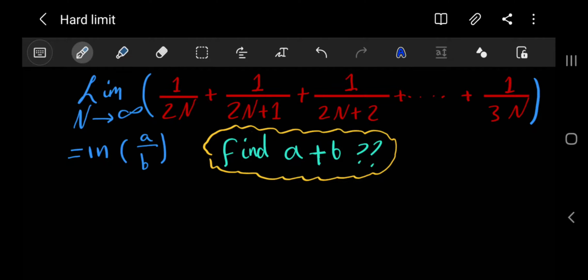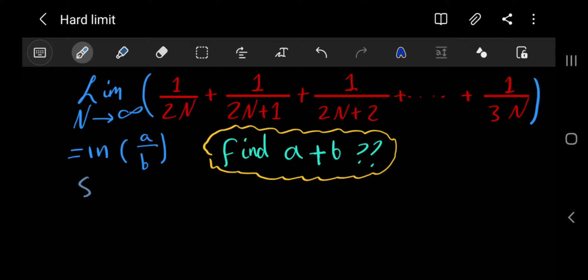Today we are going to solve this hard limit. At the beginning, I recommend that you pause the video and give it a try. I will give you a small hint to solve this hard limit. You can think about the Riemann sum and the integral, so this problem will be easy in that case. So now I will solve it.